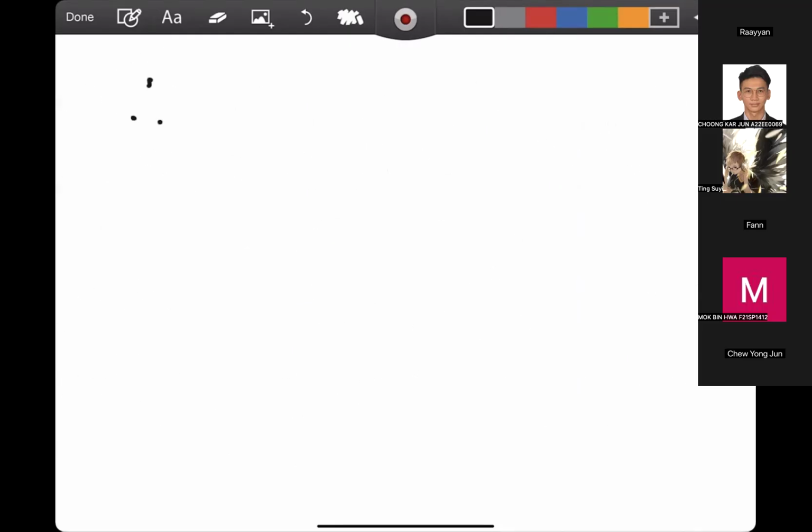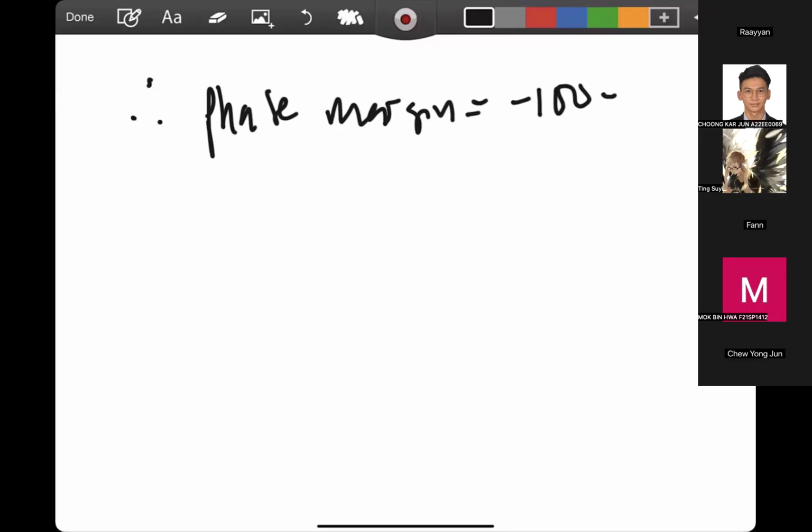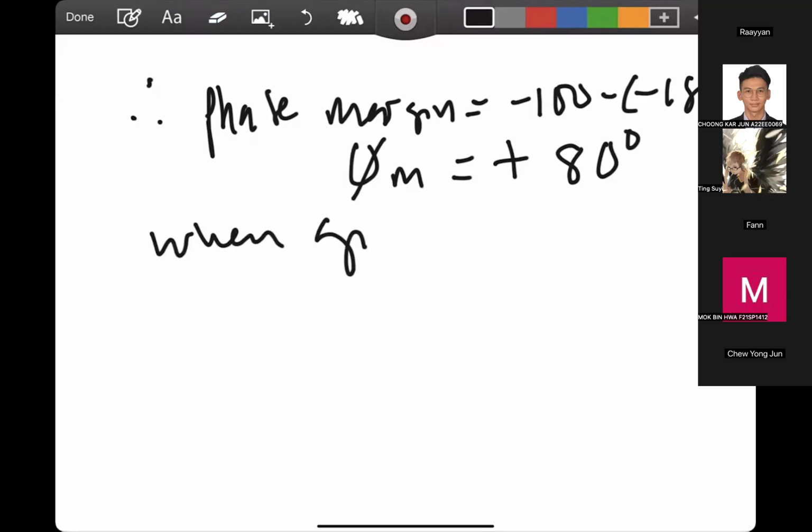So therefore, phase margin is equal to minus 100 minus 180, which is equal to plus 90 degrees. Okay. Sorry, 80 degrees. Okay. Phase margin when gain margin is 30 decibel. Okay.